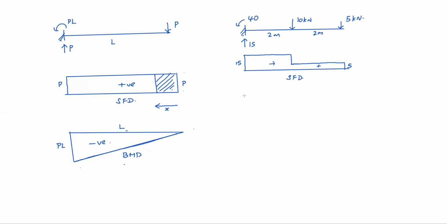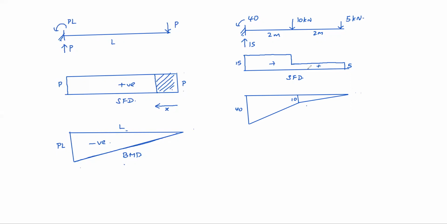So the bending moment diagram. Of course, here 40 negative, here 5 into 2, 10 negative, and in between the variation is linear. Because the shear force diagram is constant, the bending moment will be linear, because of integration. The shear force diagram is 0 degree, so the bending moment diagram will be 1 degree.